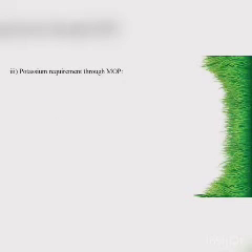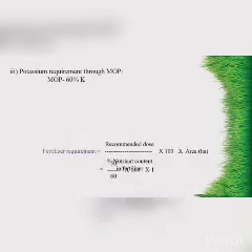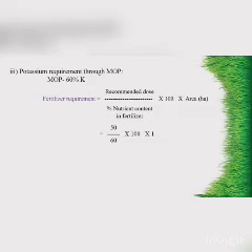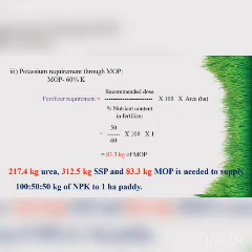Potassium requirement through MOP. MOP consists of 60% potassium. Based on the formula, the recommended dose is 50 divided by 60 into 100 into 1, which gives 83.3 kg of MOP, where it says that 83.3 kg of MOP can provide 50 kg of potassium to the paddy crop of 1 hectare land holding. Hence here the solution is 217.4 kg of urea, 312.5 kg of SSP and 83.3 kg of MOP is needed to supply 100:50:50 kg of NPK to 1 hectare paddy.